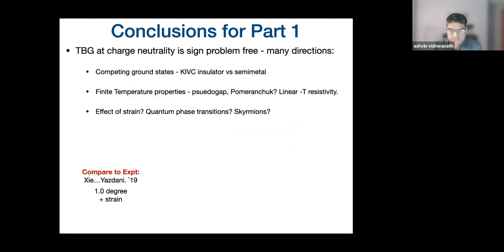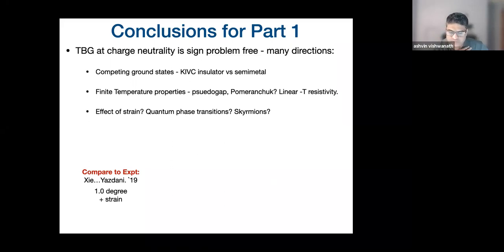Okay, so let me conclude for this part. What I talked about was the sign problem-free numerics for twisted bilayer graphene. The one restriction was that we stay at charge neutrality. I talked about these competing ground states, the insulator, the KIVC insulator versus semi-metal.